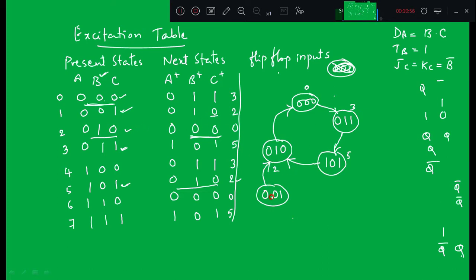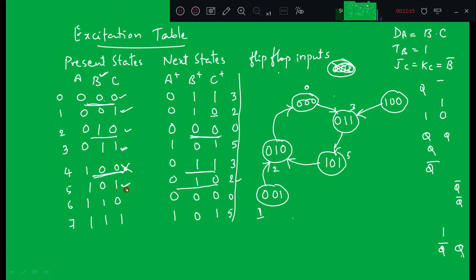This is 1, this is 2, 3, 4. 4 is also an invalid state. If my present state is 4, the next state will be equal to 3. So I will draw here 4.